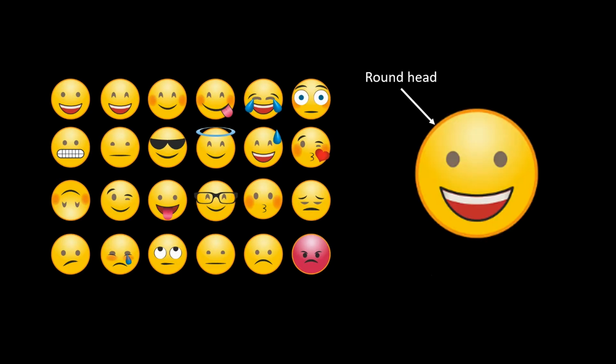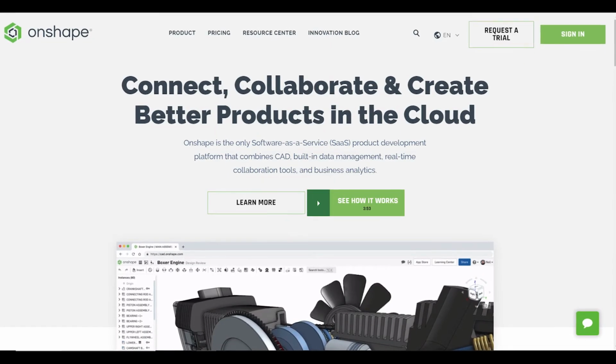Even though each emoji design was very different from each other, they shared the following features: a round head, eyes, and a mouth. But how do we even make a spherical head? That's where Onshape comes in.